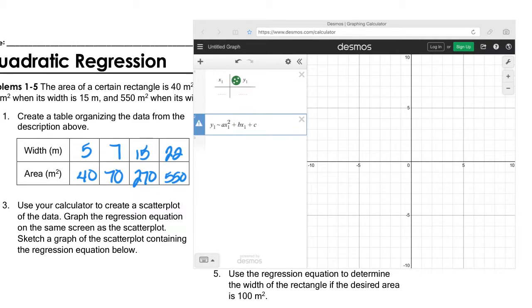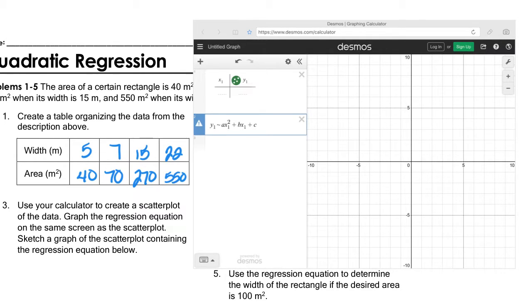So when I am working with quadratic regression and I am using Desmos, first off, I've built a table and I have entered in my regression model formula for quadratic regression, and it is y sub 1 tilde ax sub 1 squared plus bx sub 1 plus c. So notice that it's very, very close to our standard form of a quadratic. The only difference is that we have subscripts and the tilde instead of the equal sign.